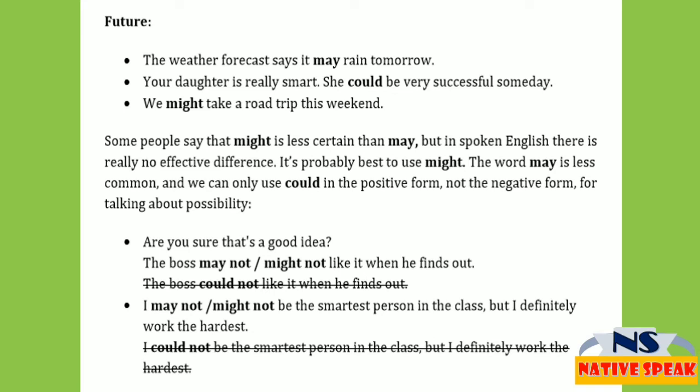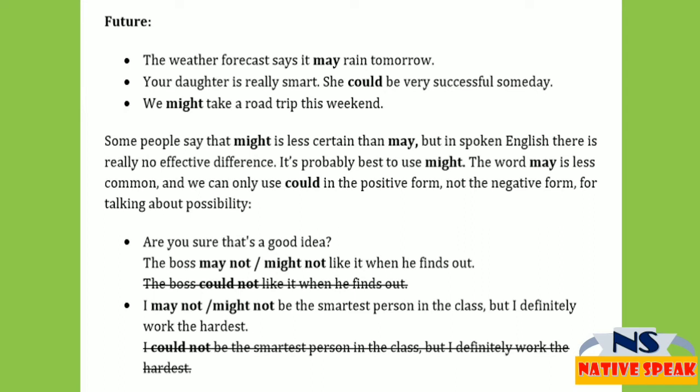Some people say that might is less certain than may, but in spoken English there is really no effective difference. It's probably best to use might. The word may is less common, and we can only use could in the positive form, not the negative form, when talking about possibility. For example, are you sure that's a good idea? The boss may not like it, or the boss might not like it when he finds out. We can use either may or might, but we can't use could in the negative form.